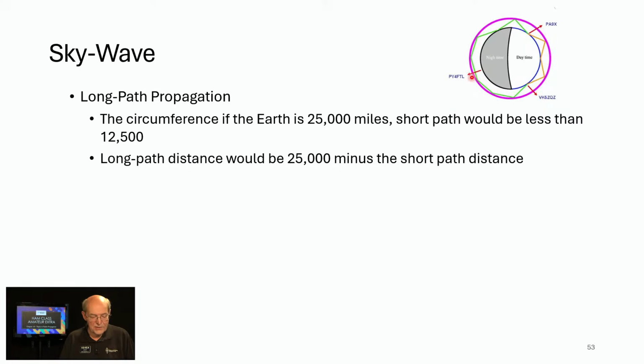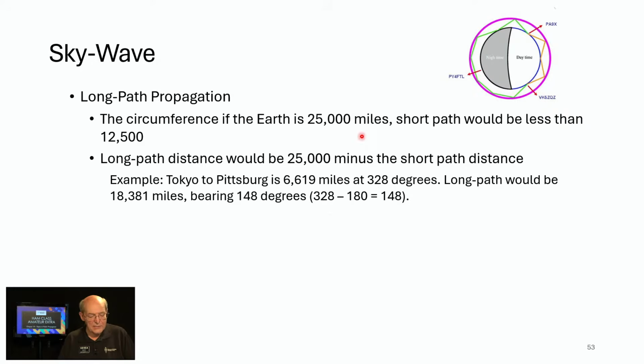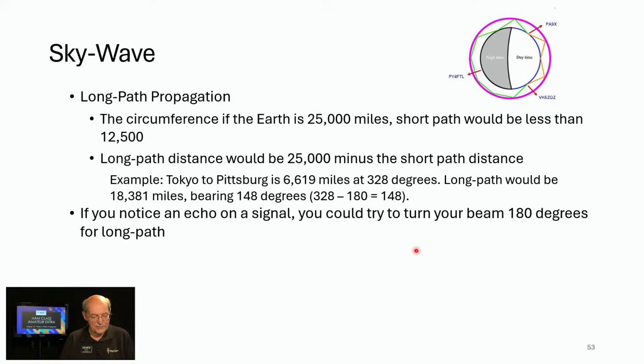But if we're not trying to go all the way around the Earth, then we're going to be going part of that distance, depending upon where it is we want to talk to the person. I've got a better illustration of that coming up. So Tokyo to Pittsburgh is about 6,600 miles. Yet this beam heading, long path would be 18,381, which is the difference in distance between the two. So we can shoot our signal in one direction, the longer distance, and get there. We can reverse our antenna 180 degrees and possibly make that contact from the other direction.